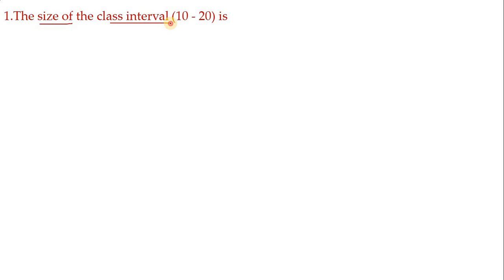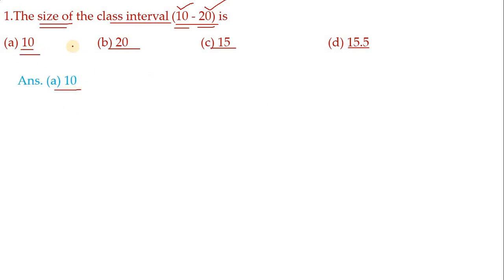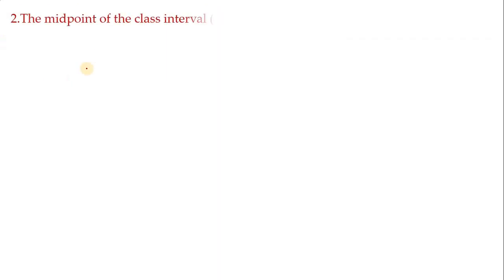The size of the class interval. See here, we want to find the class interval size, children. The class is 10 to 20. So options are 10, 20, 15 and 15.5. The size they are asking. Whenever they ask the size, this 10 is the lower limit, this 20 is the upper limit. So from 20, subtract the 10. How much will you get if you subtract 10 from 20? Obviously you will get 10. So option A is correct, children. So I repeat again, when you are finding the size, subtract the lower limit from the upper limit. Move on to the next one.